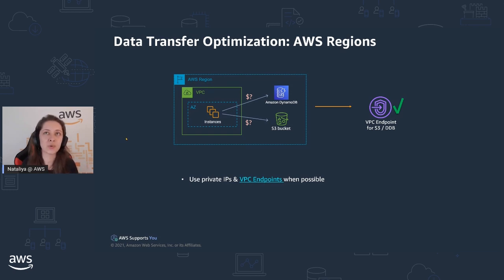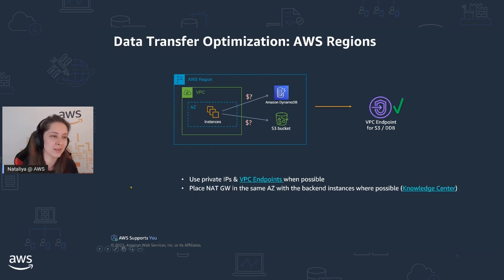And as I mentioned, depending on the service, you can use VPC endpoints. Specifically for DynamoDB or S3, using gateway VPC endpoints can help save quite some money. And as I mentioned, with the NAT gateways, place them in the same availability zones as backend instances where possible and if it makes sense.